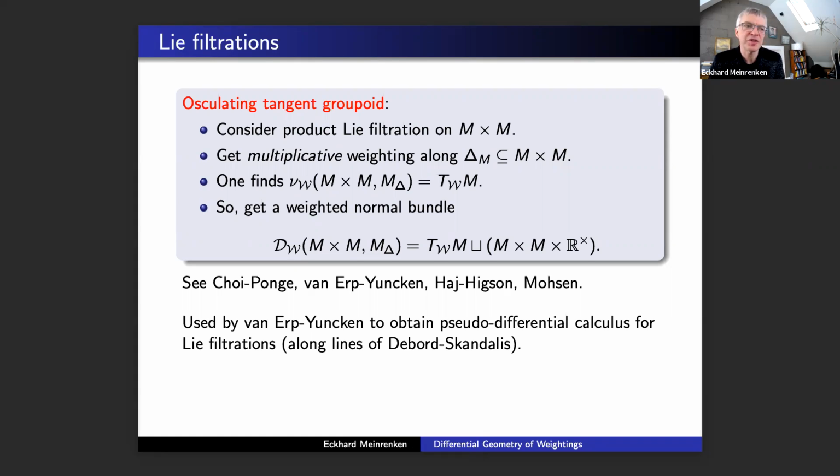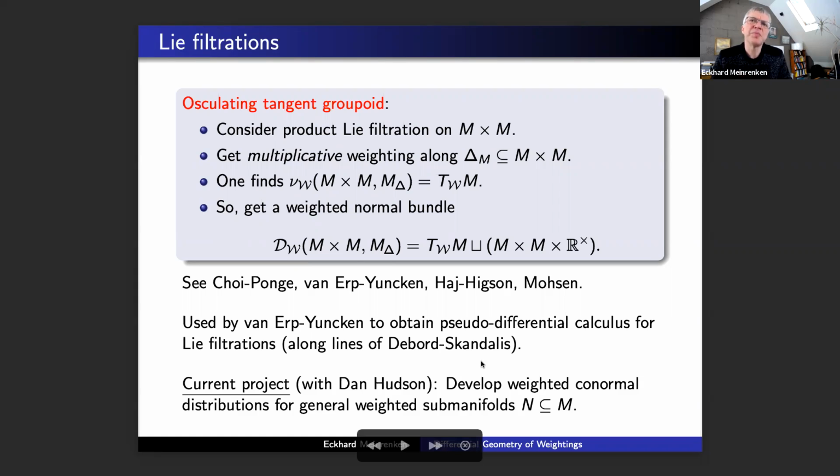It was used in the work of Van Erp and Juncken to develop a pseudo-differential calculus in this context of Lie filtrations, with applications to hypoelliptic operators. Along the work of Debord-Skandalis, who had done similar things for the non-weighted tangent bundle. So Debord-Skandalis explained how to understand pseudo-differential operators in terms of the tangent groupoid. And Van Erp and Juncken generalized this to the hypoelliptic case and some other contexts.